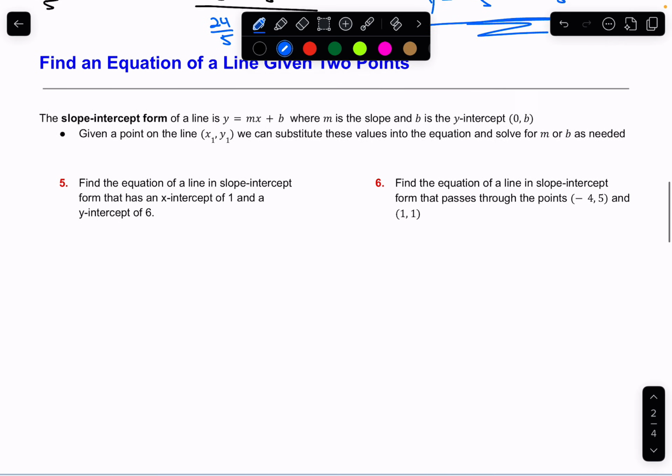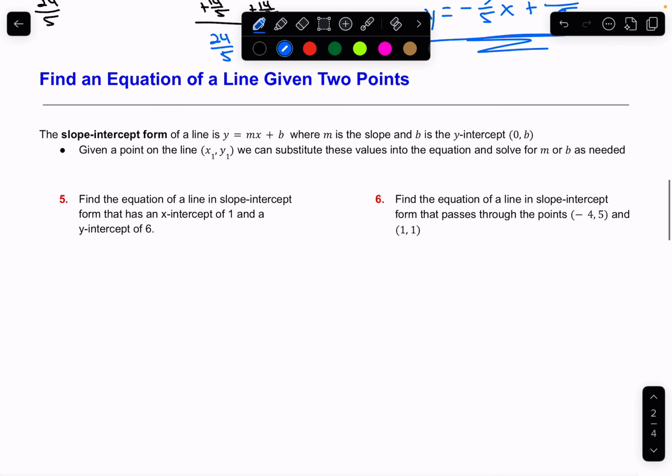Okay, so we're still using slope-intercept form, but now we're not going to be given the slope. Instead, we're going to be given points, and we're going to have to find out what the slope is based on those points. So for number 5 here, it says, find the equation of a line in slope-intercept form that has an x-intercept of 1 and a y-intercept of 6.